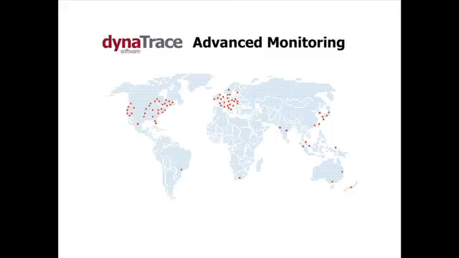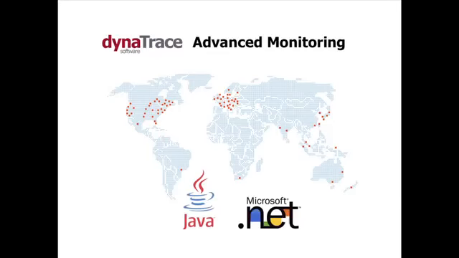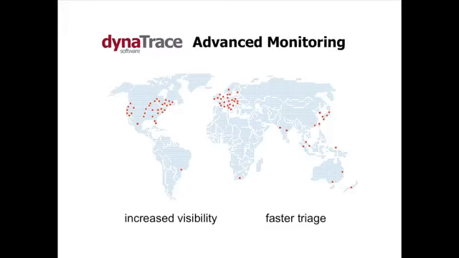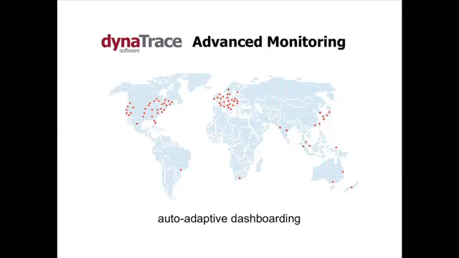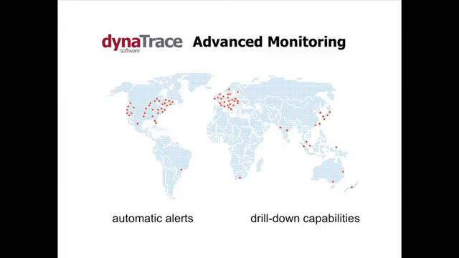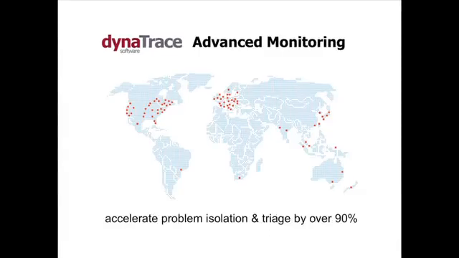dynaTrace Advanced Monitoring for Java and .NET-based applications brings increased visibility and faster triage to operations. Gain confidence that your applications are up and accurately performing, and maintain close oversight with dynaTrace's auto-adaptive dashboarding. Repair downed applications fast with automatic alerts telling you when thresholds are breached, combined with dynaTrace's powerful drill-down capabilities. Capabilities that accelerate problem isolation and triage by over 90%.